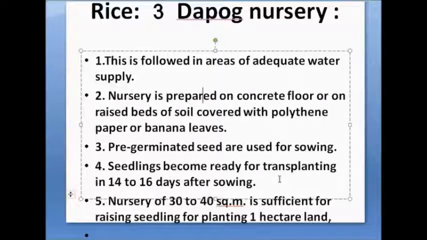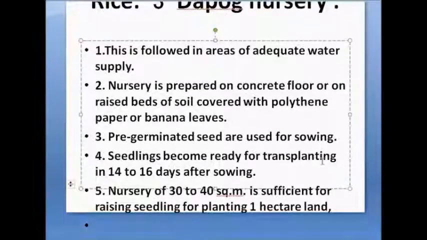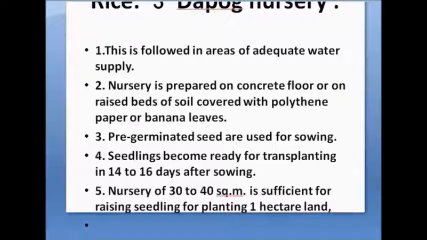Now seedlings, whatever will be there, they are available up to 14 to 16 days, means 2 weeks almost. And then the seedlings after 2 weeks are used for transplanting. Then this nursery, 30 to 40 square meter nursery area is sufficient to provide seedlings in 1 hectare area for transplanting. So this is a Dapog nursery.